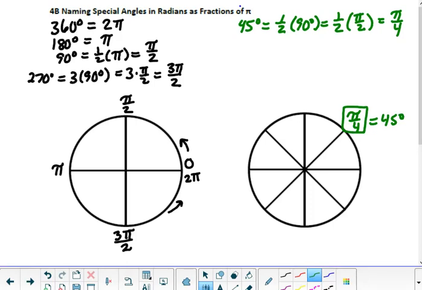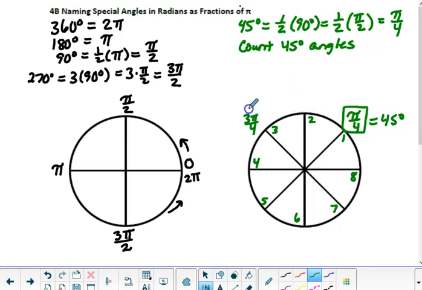Now the best way to get to the other angles is just to count 45-degree angles around the circle. So we have 1 45-degree angle, 2 45-degree angles, 3, 4, 5, 6, 7, 8. Now we've already named 90, 180, 270, and 360. So this would be, for example, 2 pi over 4, which is pi over 2.